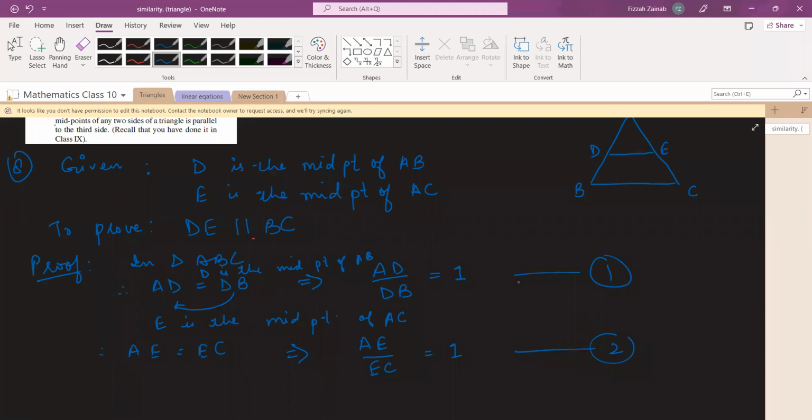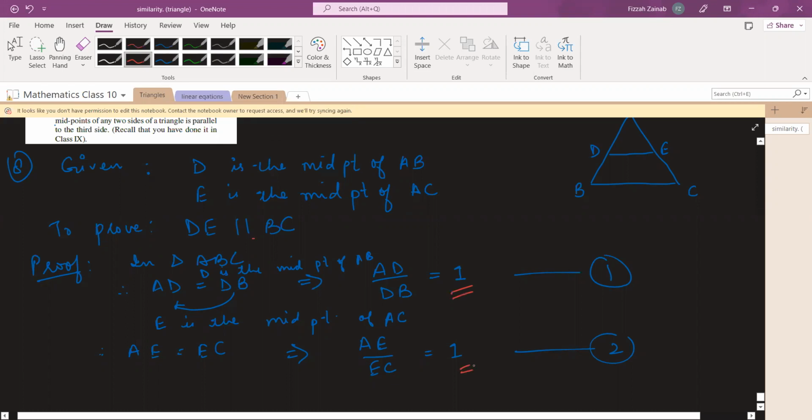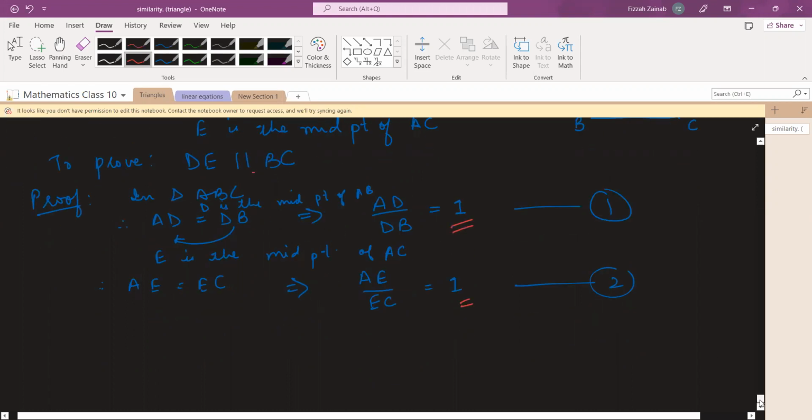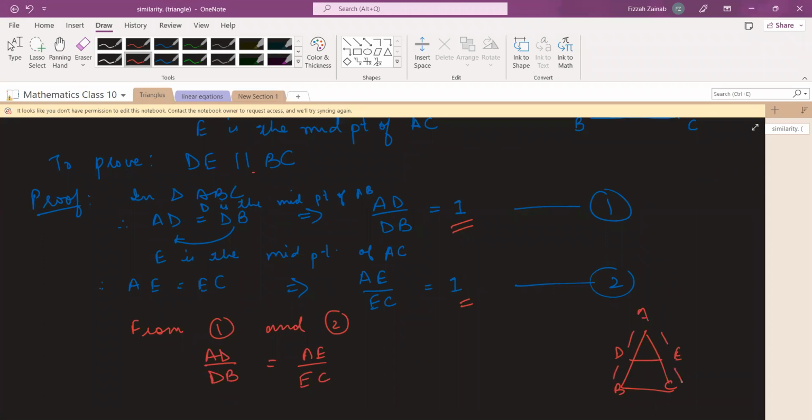Now in equation number 1 and 2, you can see the right hand side is 1, the right hand side is 1. That means the left hand side is also equal. So from 1 and 2, we can say that AD upon DB is equal to AE upon EC. If I draw it again here, this is A, B, C, and D, E. So I got AD upon DB is equal to AE upon EC. So here I can use the basic proportionality theorem.